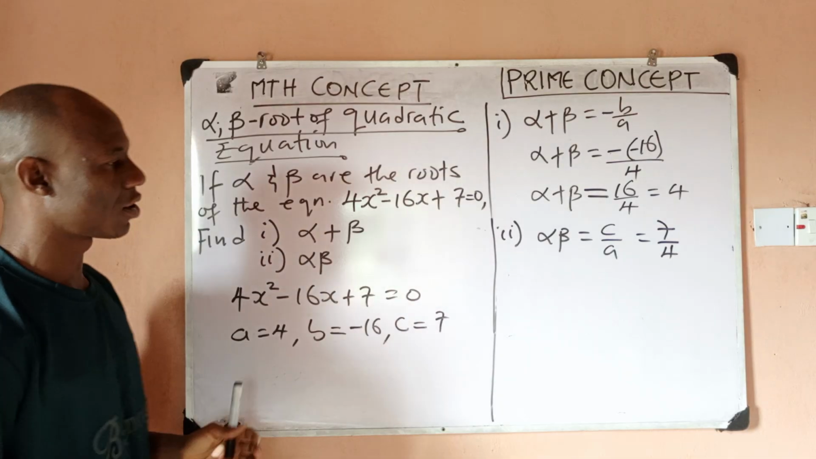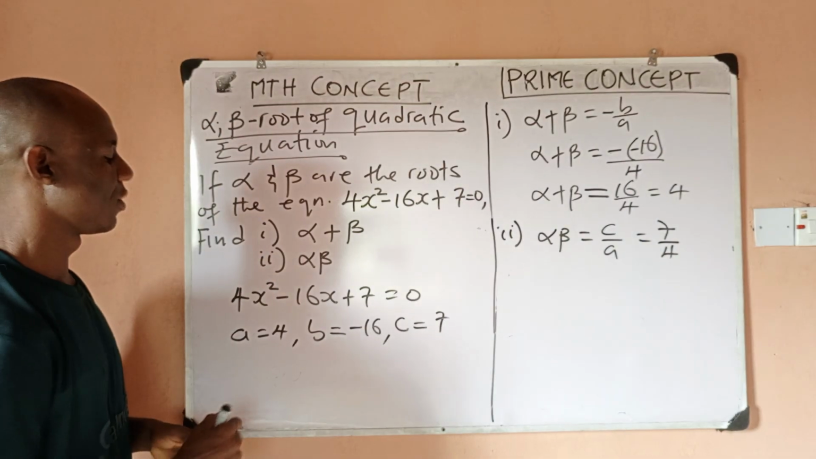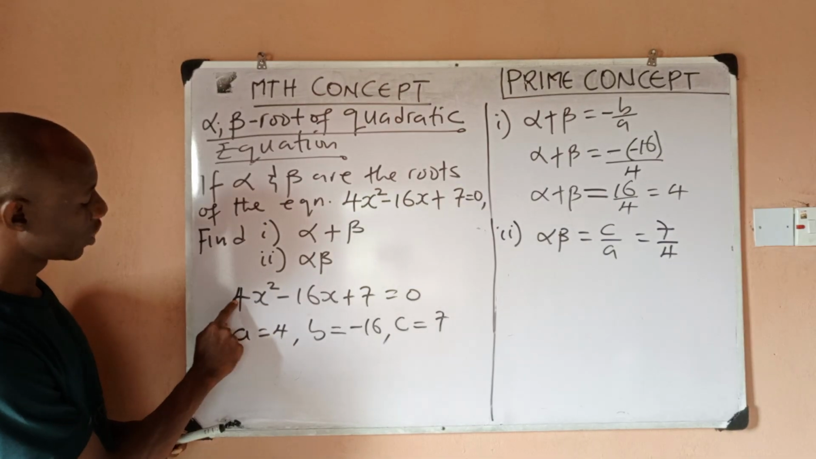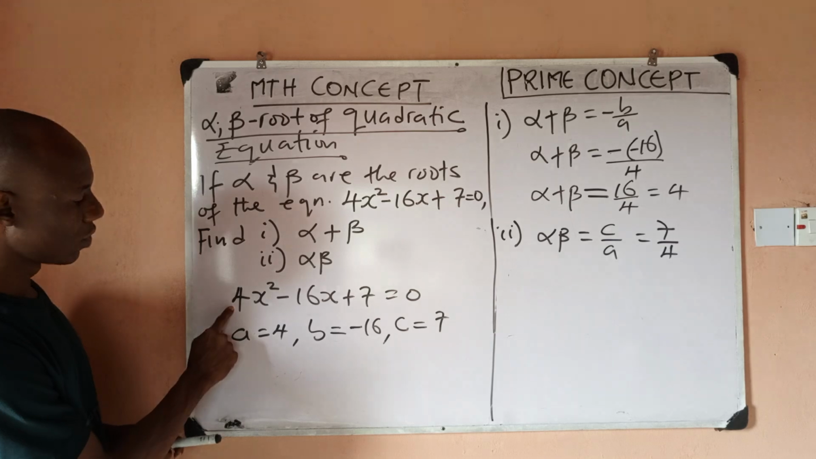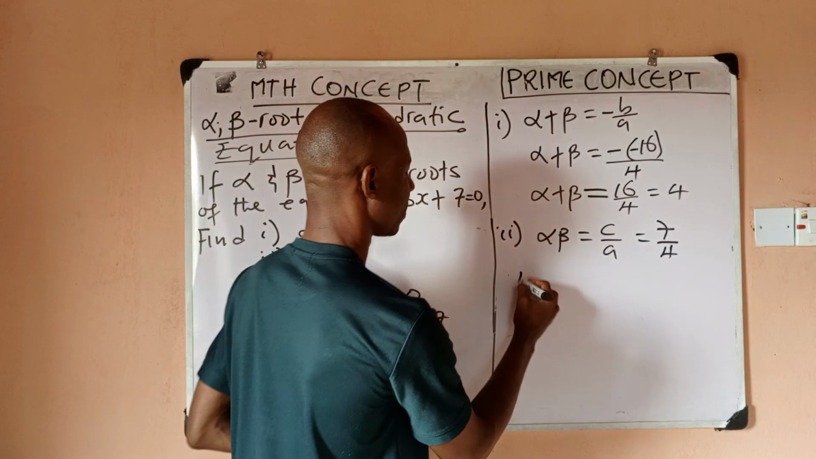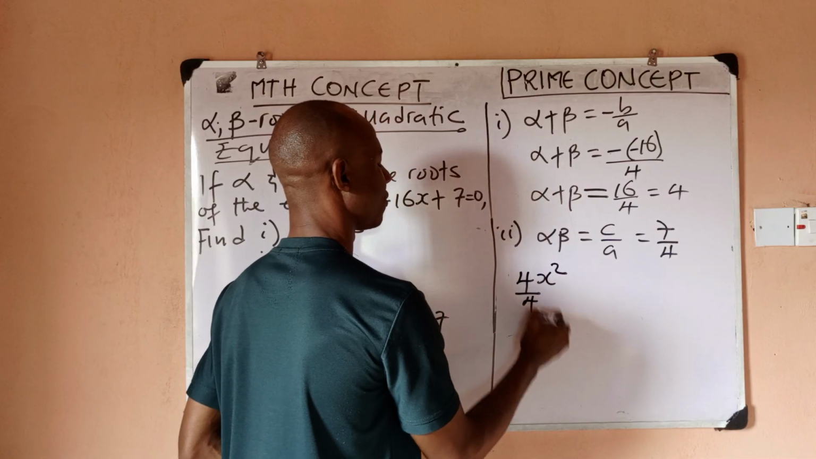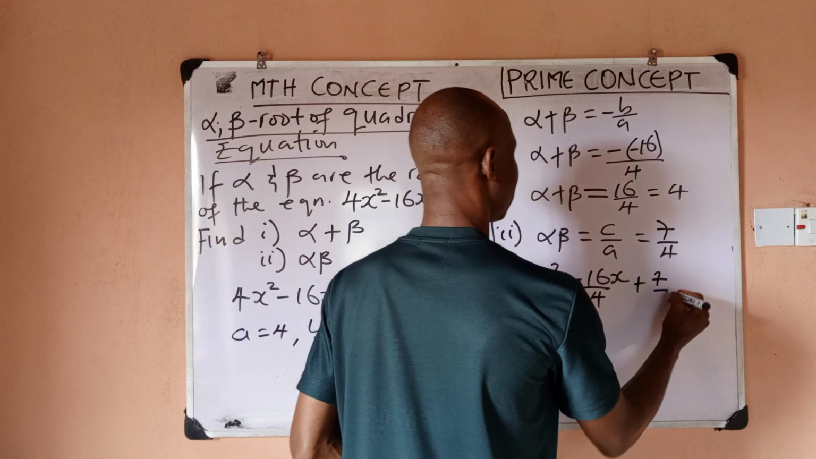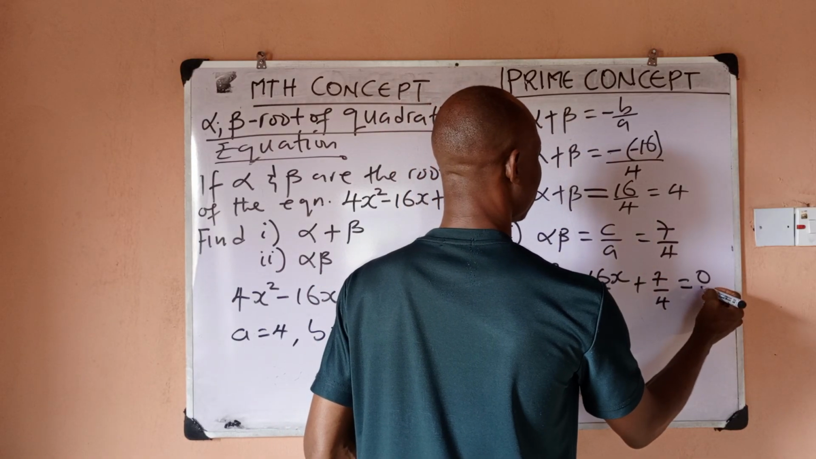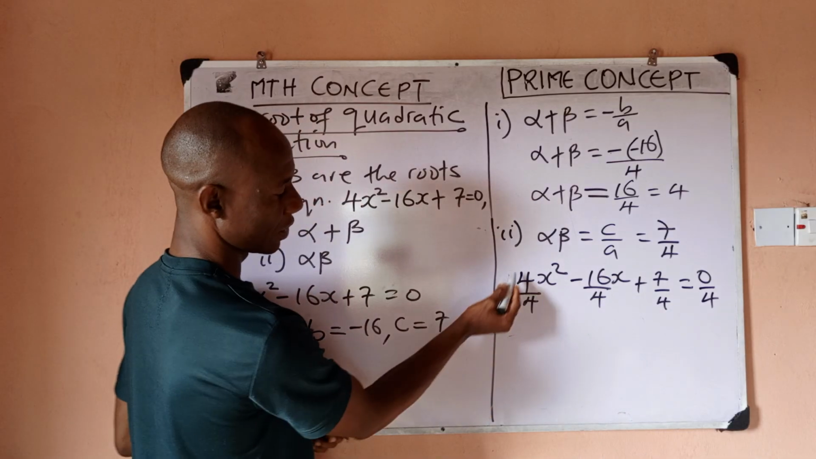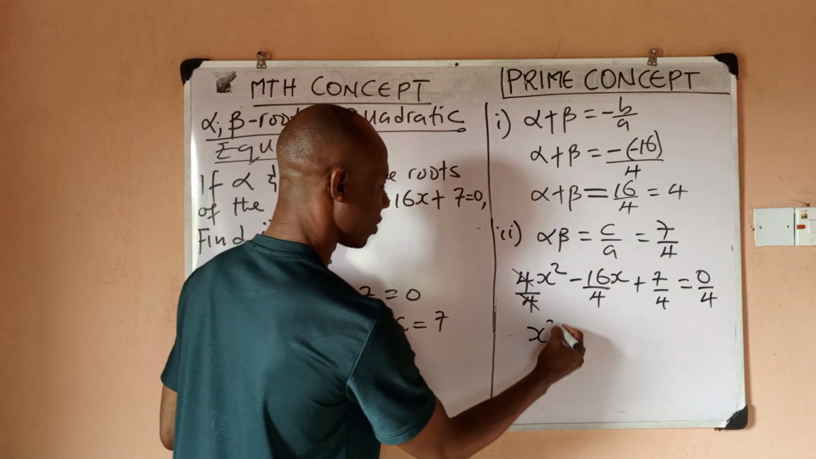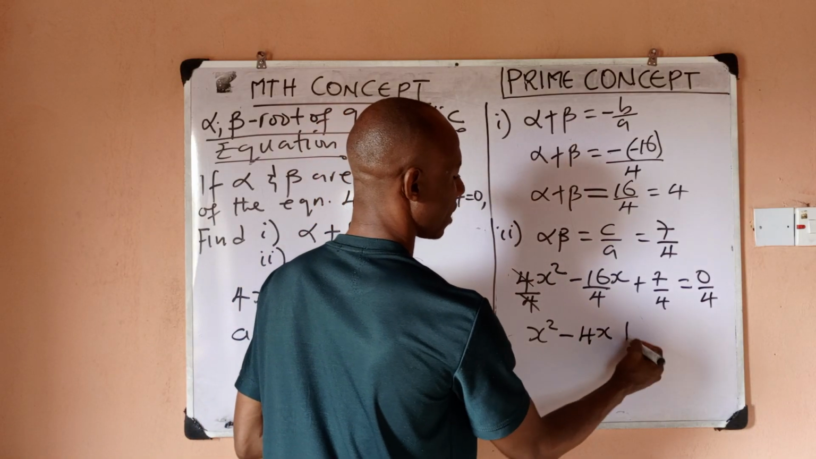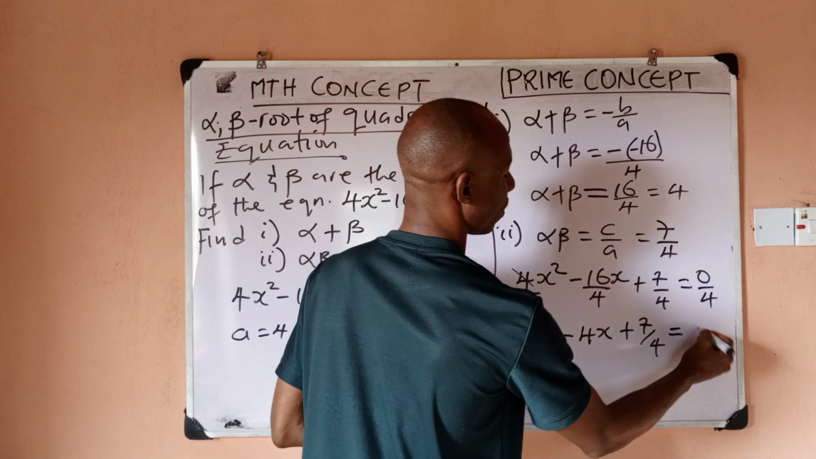Now let's show you the second method of solving this and then we'll end this video. Another way I can solve it is to divide all through this equation by the coefficient of x squared, which is 4. So if I divide through, I would have 4x squared divided by 4 minus 16x divided by 4 plus 7 divided by 4 equals 0 divided by 4. So if I do this, 4 can go. I'll be left with x squared minus 16 by 4 is what? 4x, right? Then plus 7 divided by 4 equals 0.